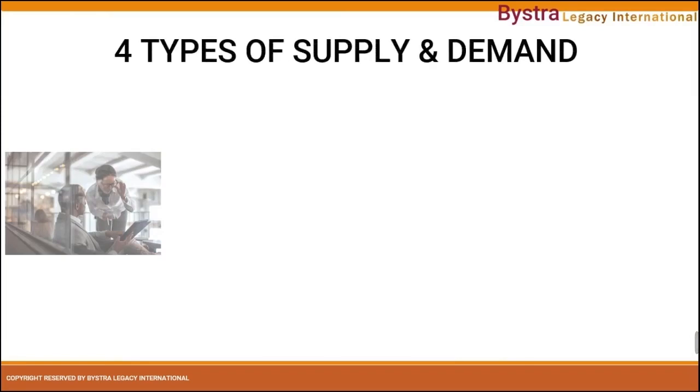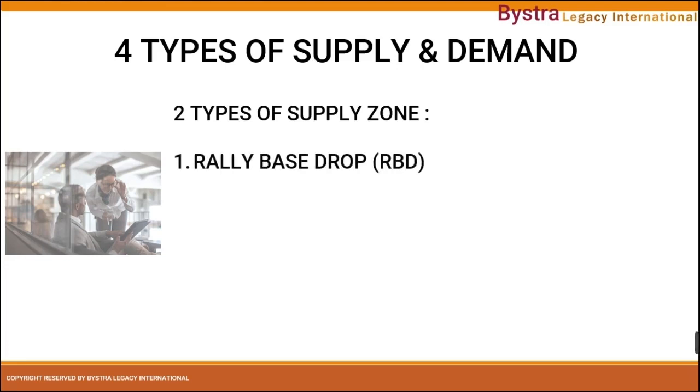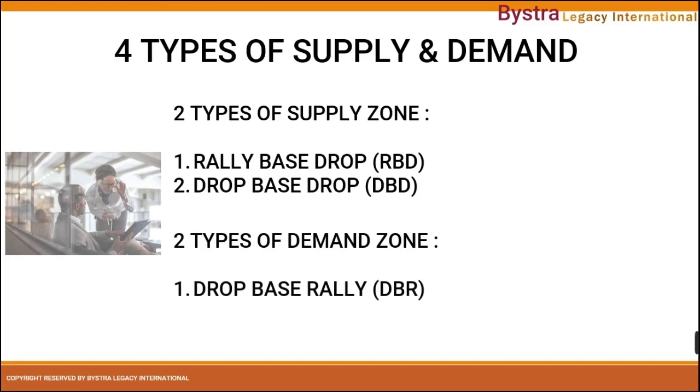Next, let's have a look at the types of supply and demand. There are 4 types of SnD, 2 of which are supply zones. Let's have a look at what the supply zone is. The supply zone consists of 2 types, which are the rally base drop and also the drop base drop. The other 2 types are the demand zones, the drop base rally and also the rally base rally. I will show you a few examples later on. Most important, guys, you have to remember these 4 types of supply and demand.